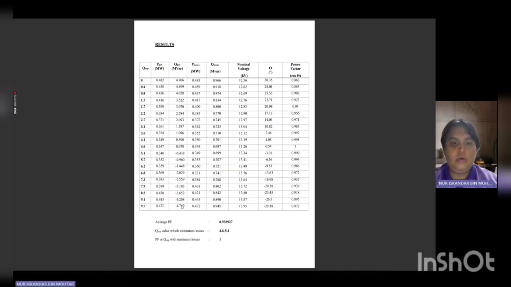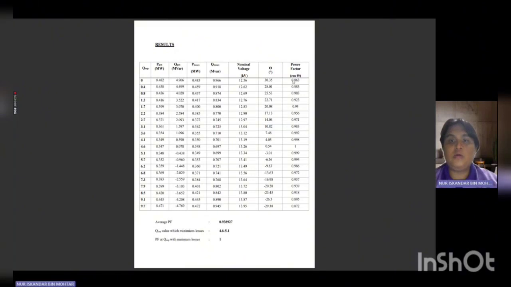As you can see here, the reason why the reactive power for the generator became negative, as I said earlier in the simulation, is that it goes back into the generator. That's why it is negative. It's the same for the nominal voltage. After 4.6, it increases back to 13.95. Also the same for the angle, which is the same reason why it is negative, same as the reactive power to the generator.